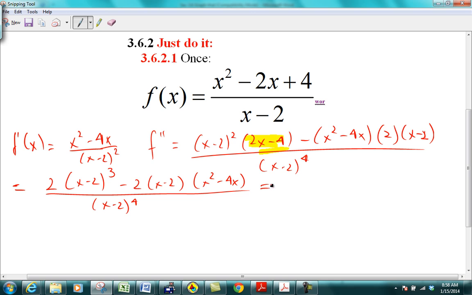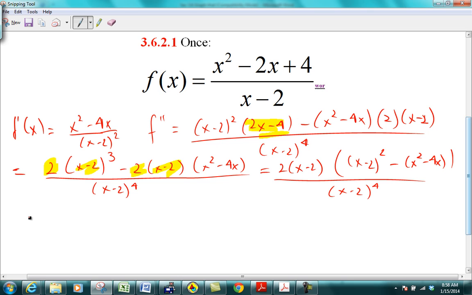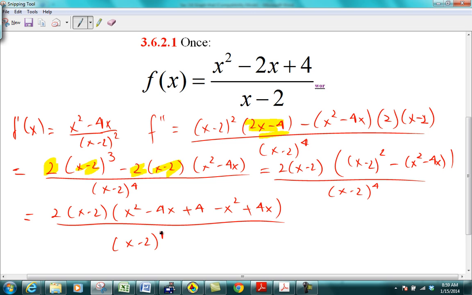Which can now be factored, so I can take this guy and one of this guy and this as a factor. So I get 2 times x minus 2, which leaves me with x minus 2 squared inside, and minus x squared minus 4x all over x minus 2 to the 4. Which then gives me 2 times x minus 2 into x squared minus 4x plus 4 minus x squared plus 4x all over x minus 2 to the 4.